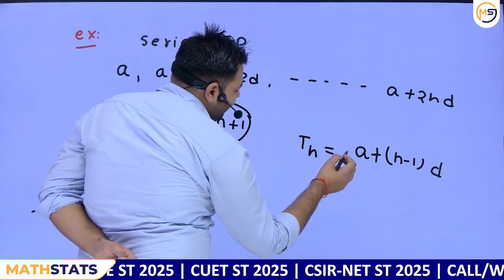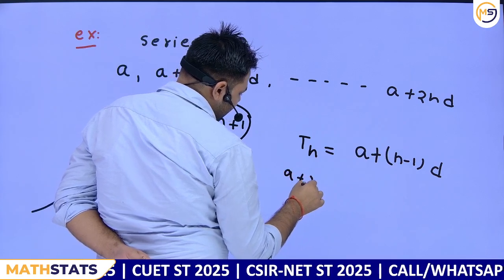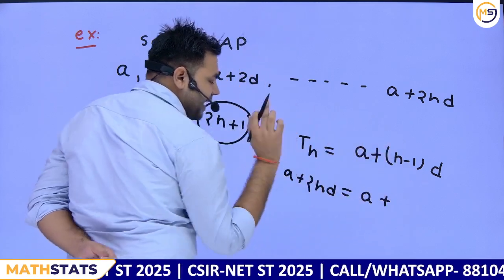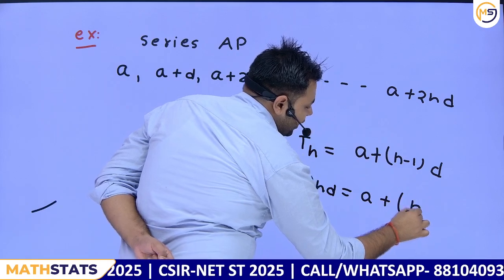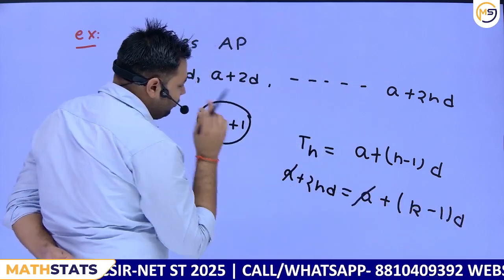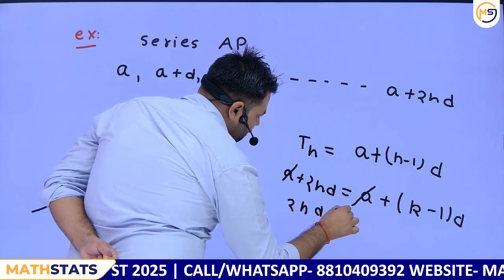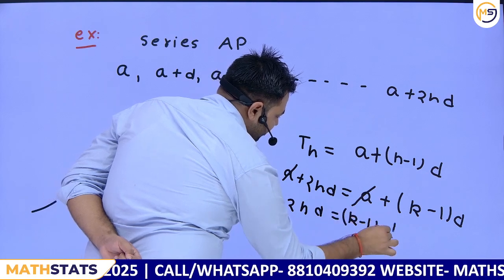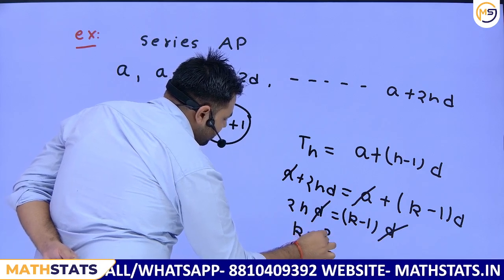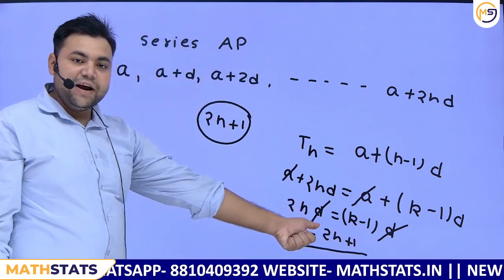Now putting in the value of the last term. The last term is A plus 2nD, and the first term is A. Suppose there are K terms. So this A cancels out. Now you find 2nD equal to K minus 1 into D. So D and D cancel out, and you find K equal to 2n plus 1. In this way you find the number of terms in an AP.